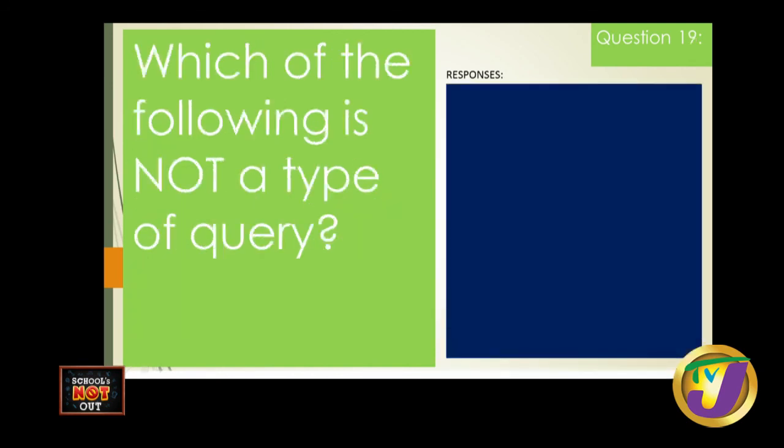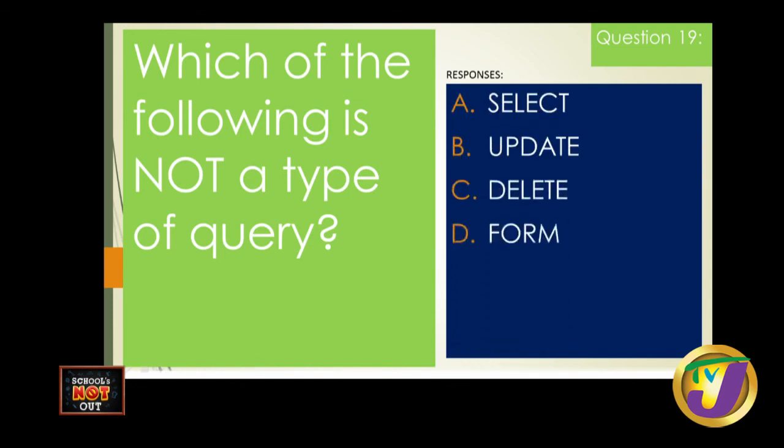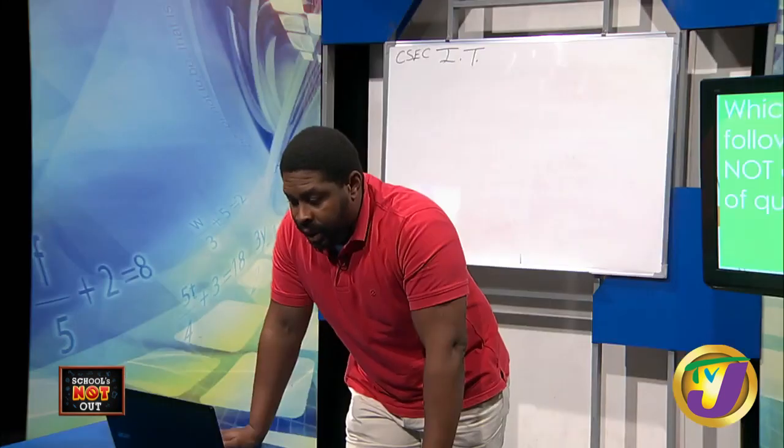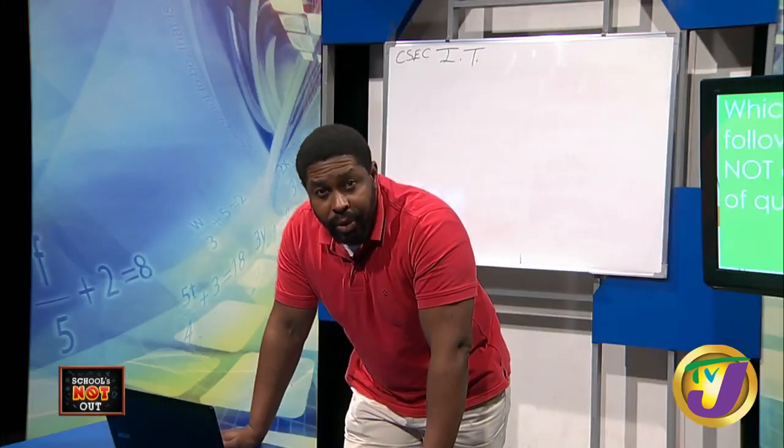All right. Question 19, and we're coming on to the penultimate question. Which of the following is not a type of query? And this goes without saying. This is so easy. Select, update, delete, form. There are several types of queries, but only 3 are mentioned here. And the 3 which are mentioned are the most common ones and the ones that you normally use. Select, update, and delete. A form is by no means a query. A form is a completely different object, and it's not a type of query whatsoever.